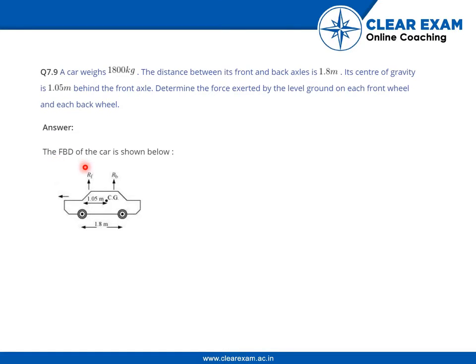The free body diagram of the car is shown below. So we will use the conditions of equilibrium here. Rf plus Rb equals mg. This is Rf, this is Rb. The summation of both is equal to the weight of this particular car, that is mg, and it is given by 1800 into 9.8, as 1800 is given and we know the value of g. So this gives us the value of Rf plus Rb. It is denoted as the first equation.